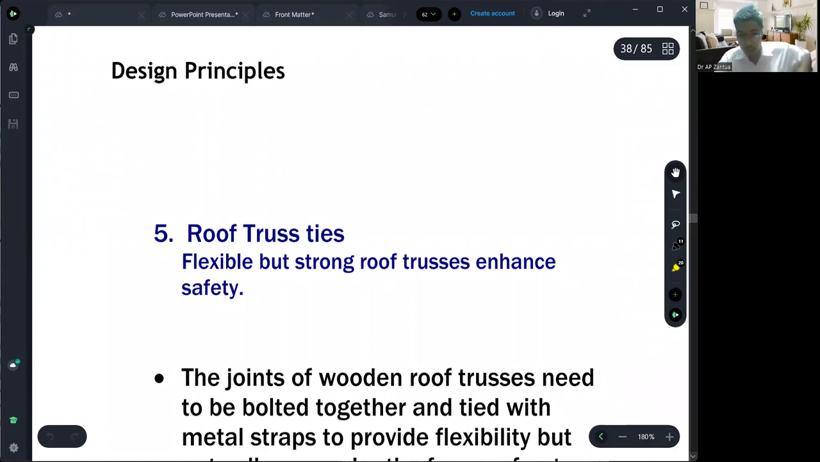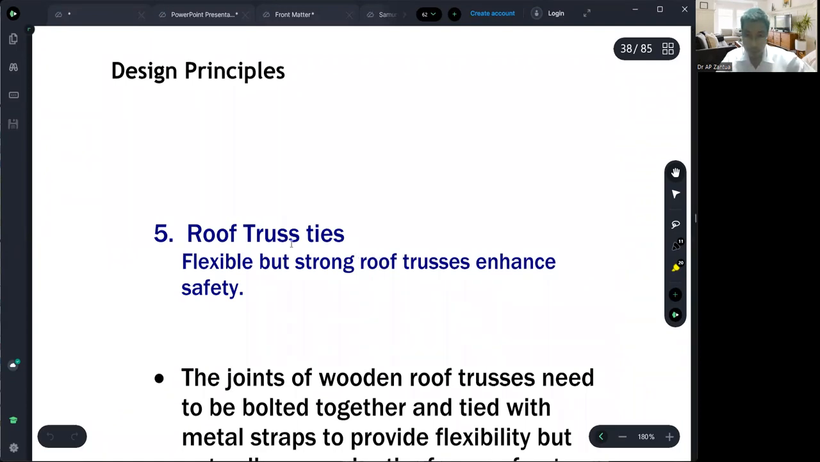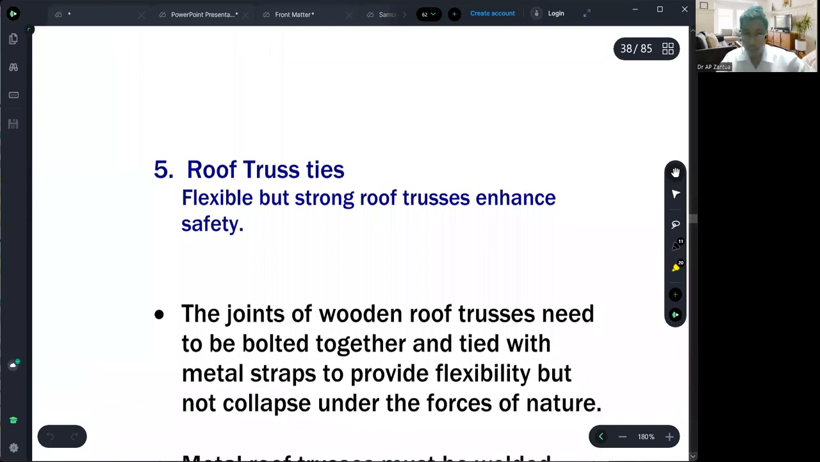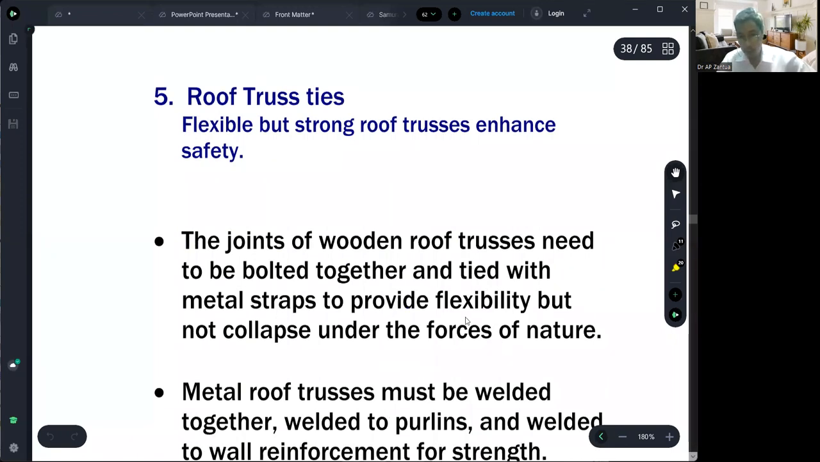We are now going to, I think, the last design principle, number 5, roof truss ties. So we need to tie roof trusses. Flexible but strong roof trusses enhance safety. The joints of wooden roof trusses need to be bolted together and tied with metal straps. Use metal straps.